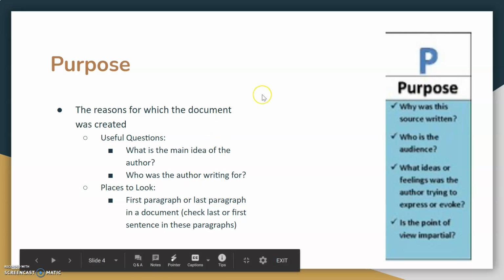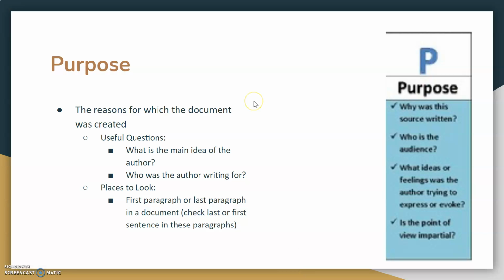So purpose. Why is it important to know the purpose of a document? Well, the purpose of the document, as in what the main idea is and who the author is writing for, is very valuable because we'll understand why the document was created in the first place for the time. I'm trying to think of very famous sources that I could use as an example. I'll try to think of modern day sources as well.